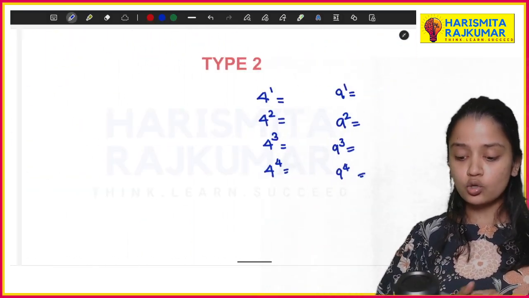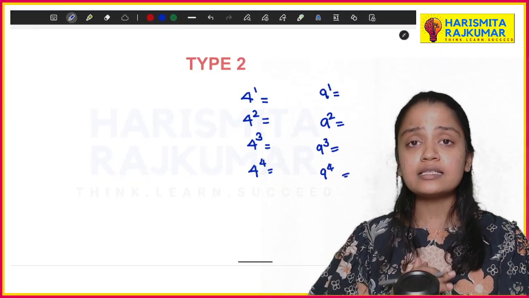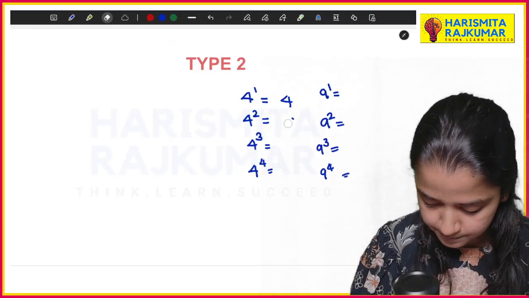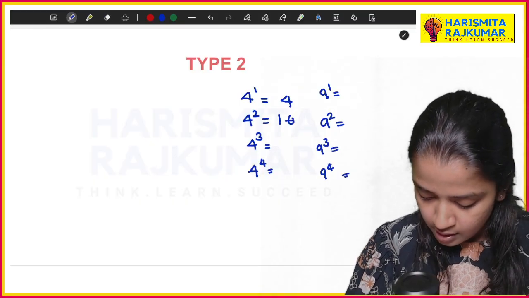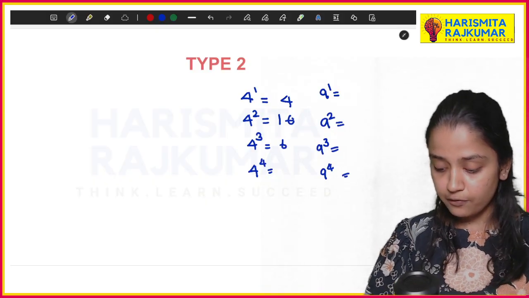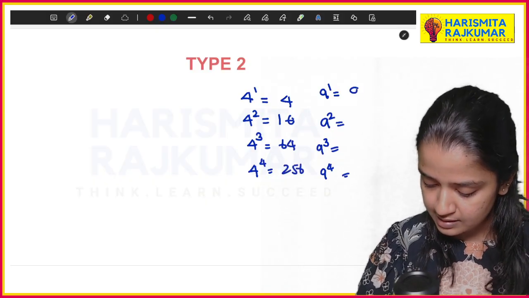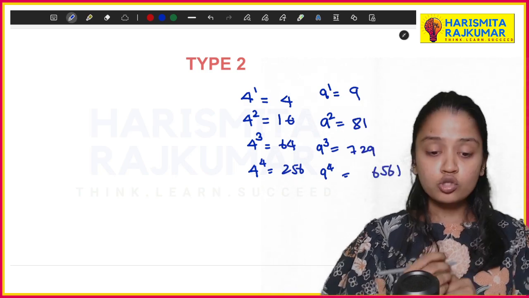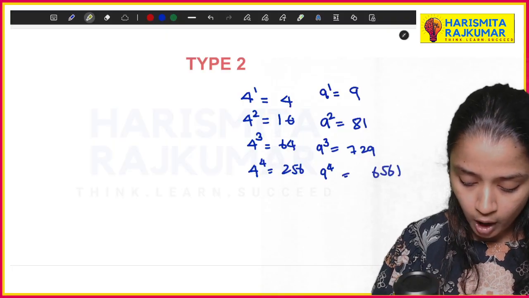Okay. Now let's go to type 2. What is 4 power 1? 4. 16. Then comes 64. Then comes 256. This is 9, 81, 729, 6561. So when you focus on this, what will you get?